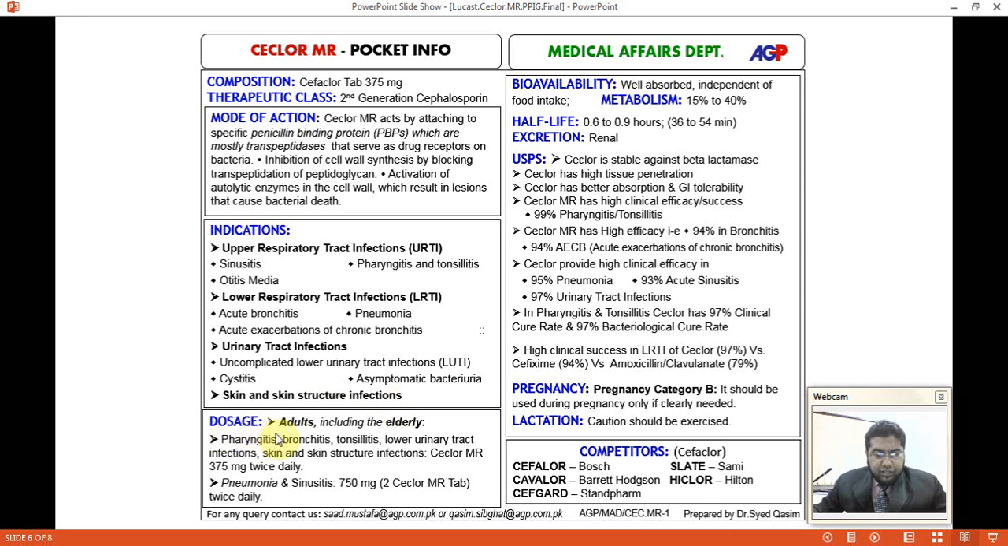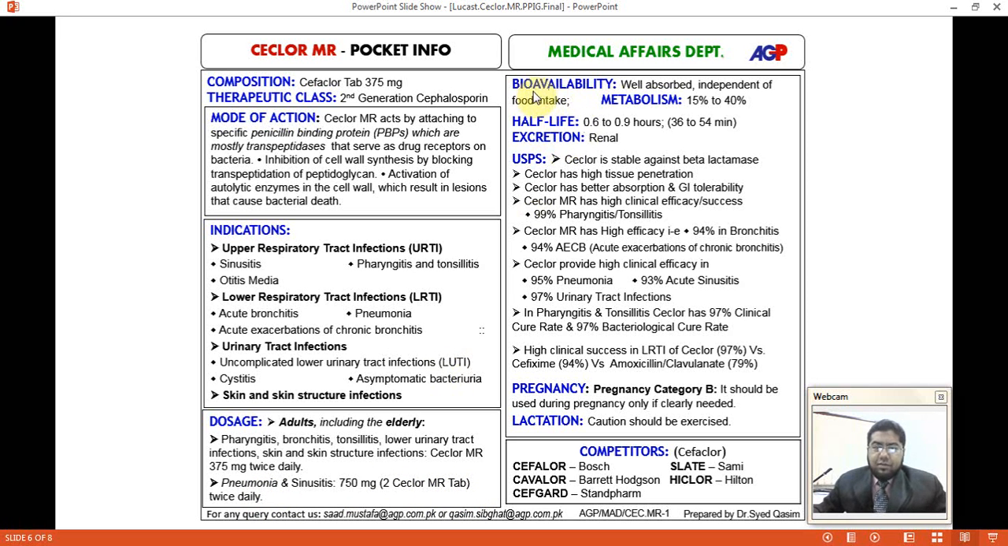Now come to the dosage for adult, including elderly. Pharyngitis, bronchitis, tonsillitis, and lower urinary tract infection, skin and skin structure infection: Ceclor-MR 375 mg tablet twice daily. For pneumonia and sinusitis, 750 mg or 2 Ceclor-MR tablets twice daily.